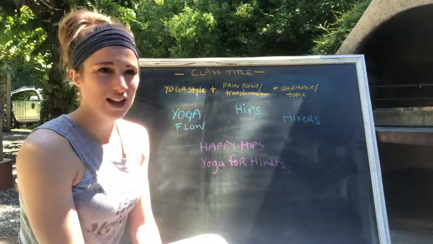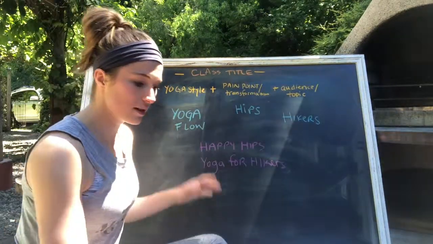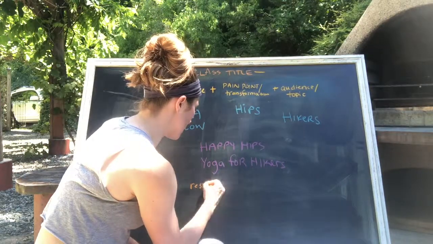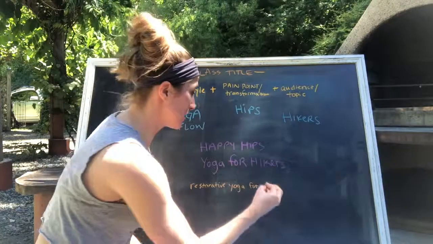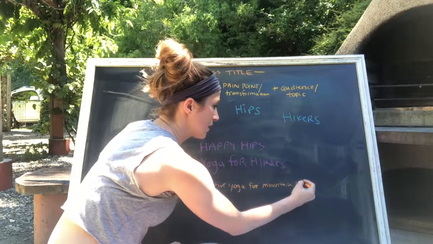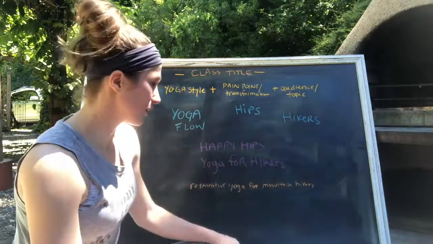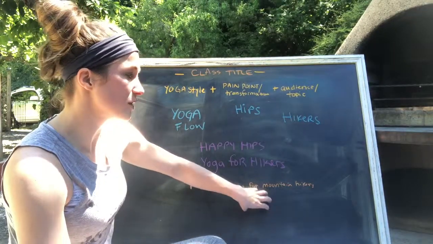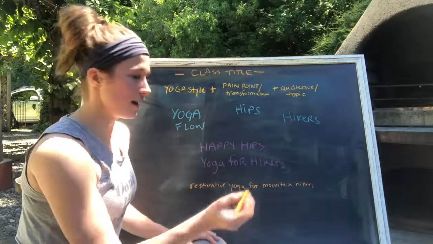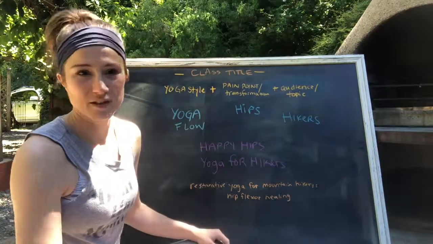So let's get specific. Come up with a yoga style, pain point, audience. You can get more specific. Let's get super specific here and say it's restorative yoga for mountain hikers. So you're just adding adjectives. This is probably enough here, restorative yoga for mountain hikers, but for the class in itself, you do want to focus on one of the pain points. So this might even be your class name, and then semicolon, hip flexor healing, healing your hip flexors.